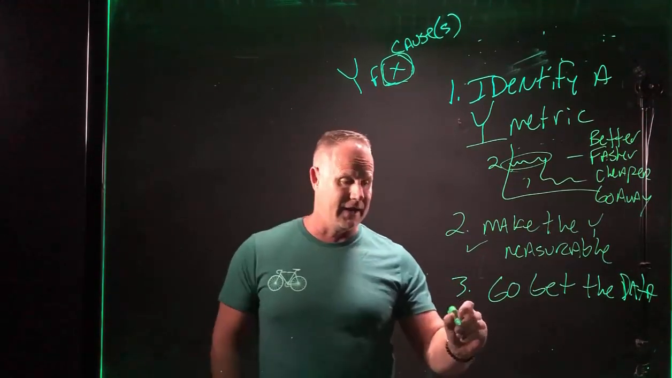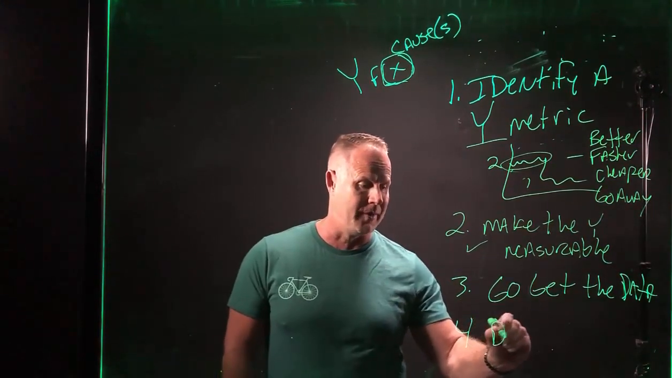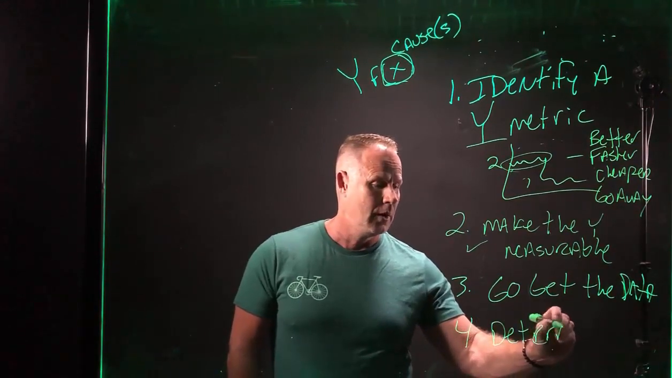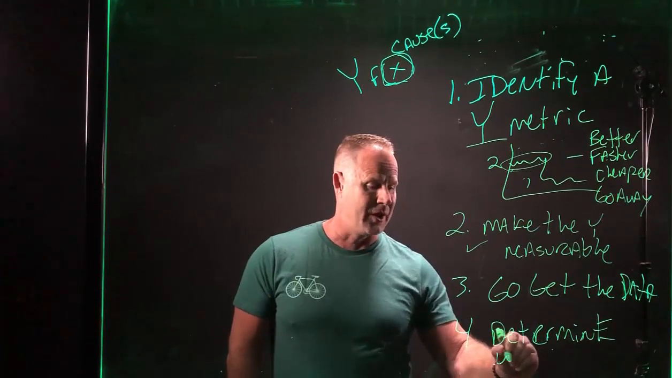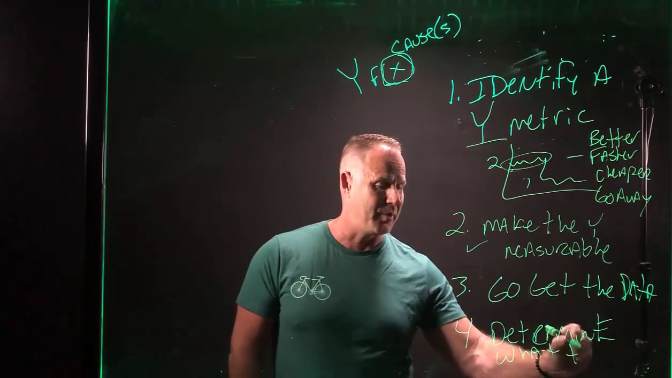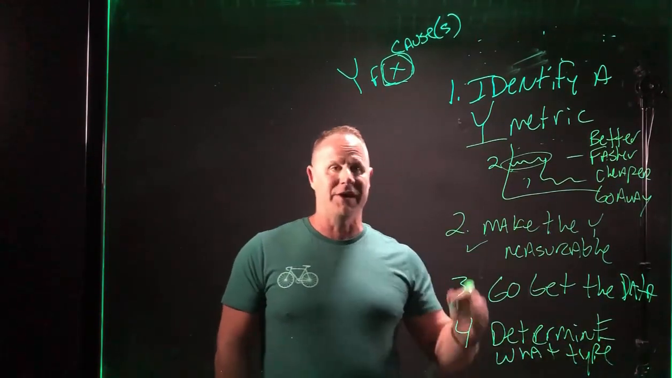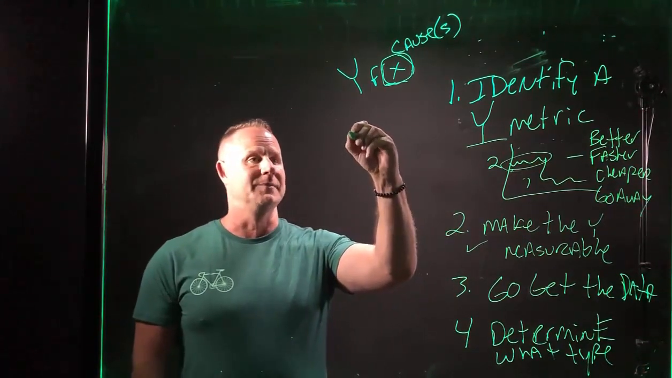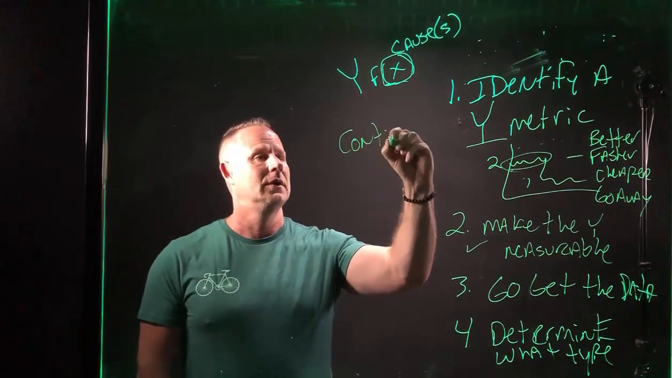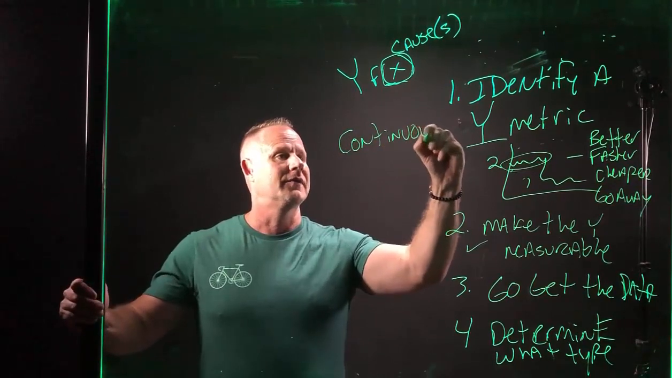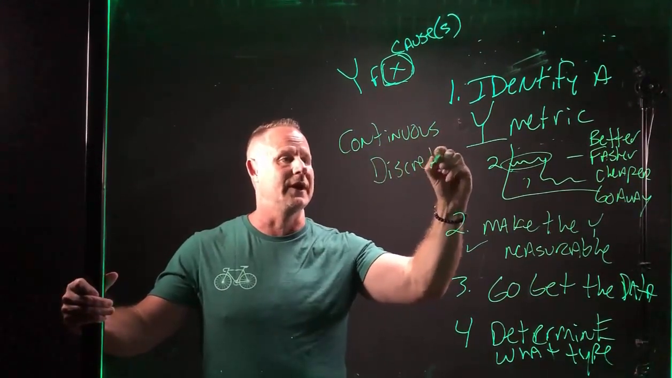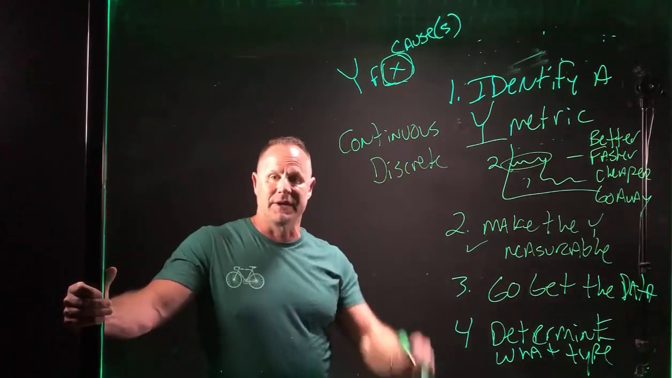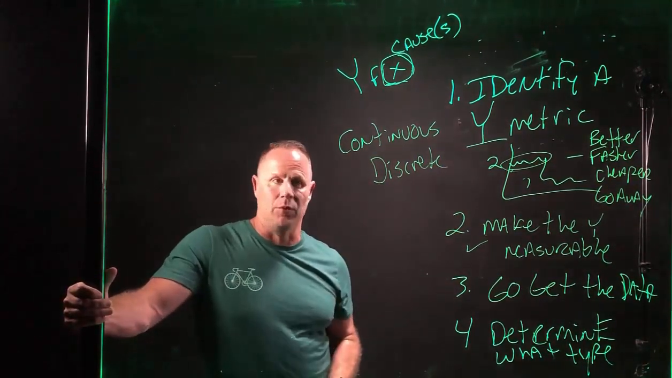Once you have the data, step 4, you determine what type of data you have. Basically data comes in 2 types. You have continuous and discrete. Data type is going to dictate what you do next.